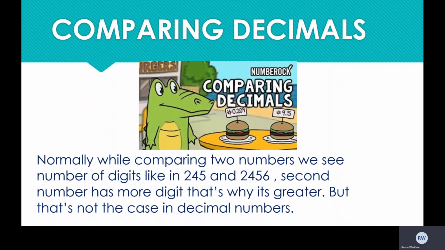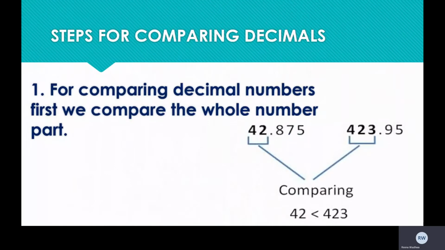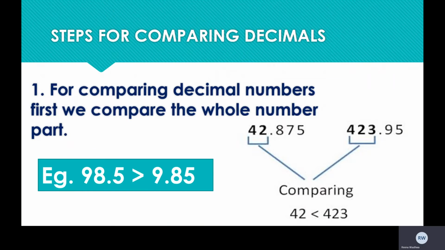Comparing decimals. Normally while comparing two numbers, we see the number of digits, like in 245 and 2456. The second number has more digits. That's why it is greater. But that's not the case in decimal numbers. For comparing decimal numbers, first we compare the whole number part. Look at this. Whole number part is 98. Here whole number part is 9. So this is greater. In this, whole number part is 42. Here it is 423. So this is greater.